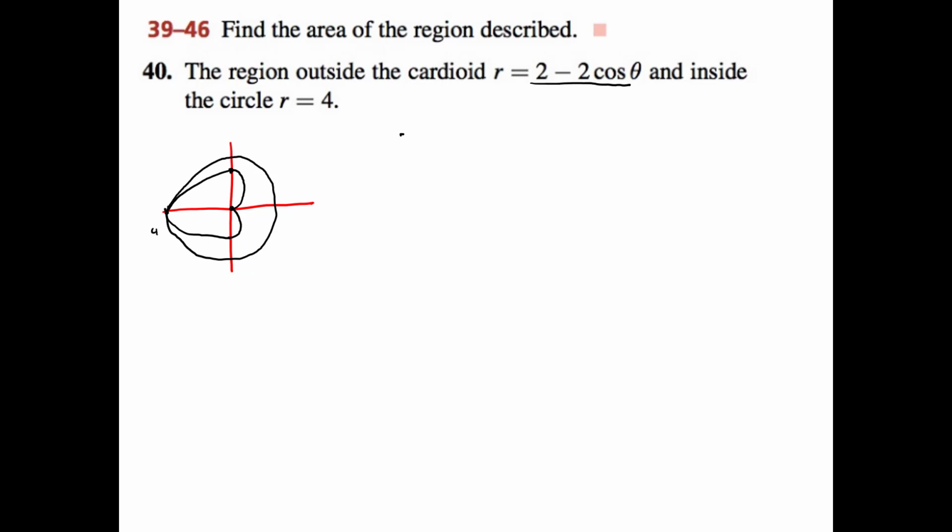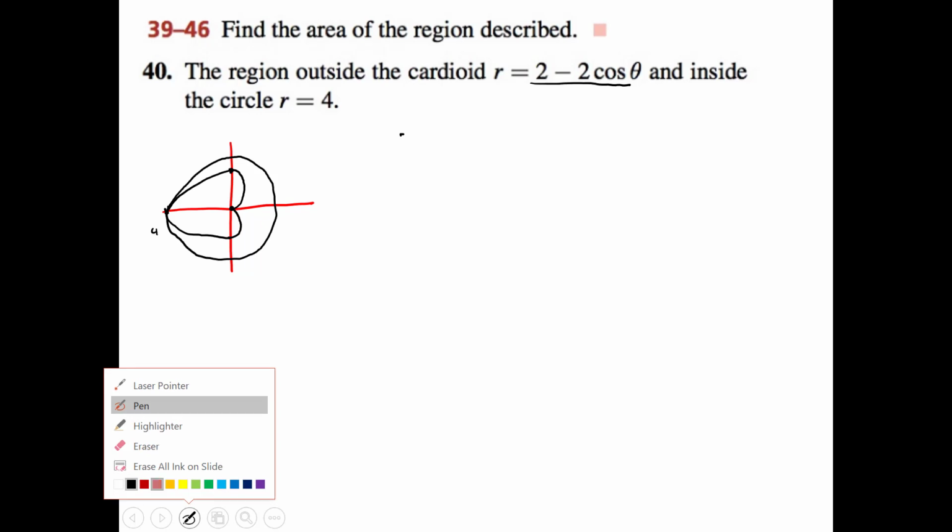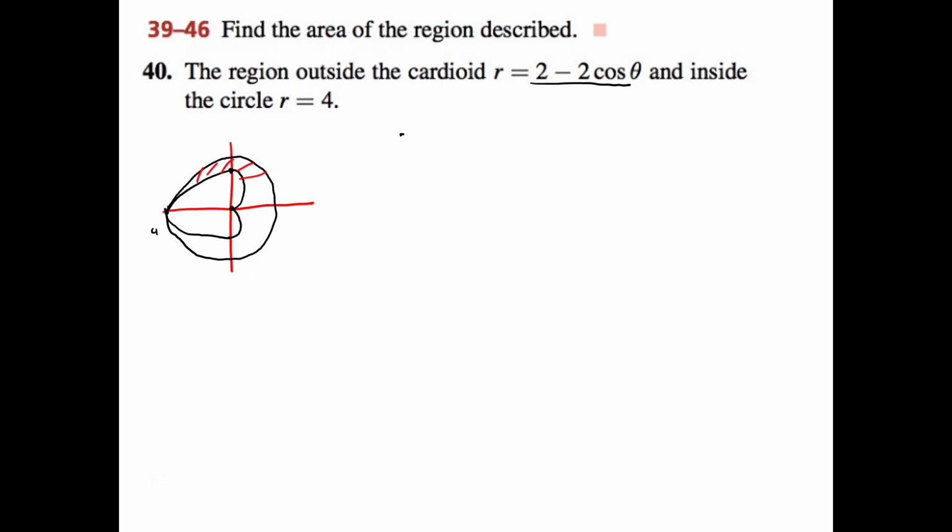And there you go. The region outside the cardioid, right? And inside the circle. And so then outside the cardioid and inside the circle, you can see that what you are talking about is all this area out here. And you can see that we can just take the entire area of the circle, which we don't need calculus for. That area is pi r squared, and then we can subtract the area of the cardioid. So if we figure out the area of the cardioid, we can subtract that from the area of the circle, and then we will be good.